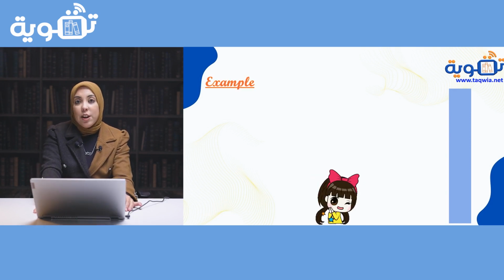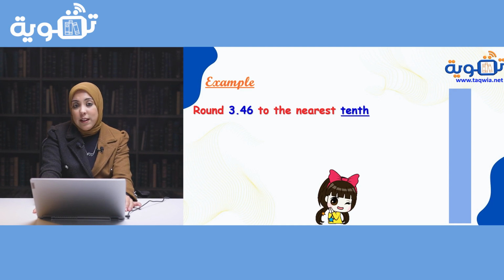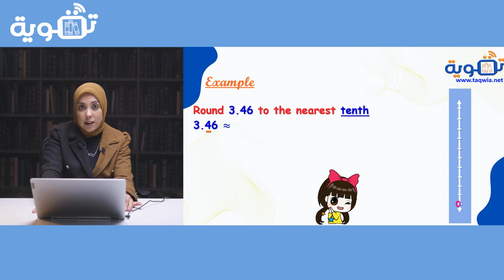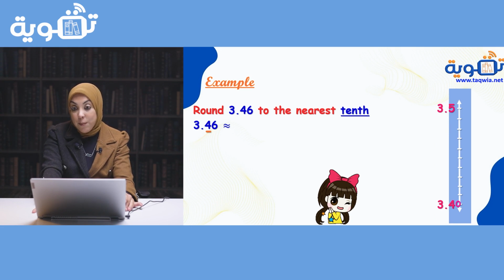Okay, and now we have another example. Here we want to round 3.46 to the nearest tenth. We're going to follow the same steps. First, we have to draw our vertical number line. And here we have to underline the tenths place. The tenths place here is 4, so we have 3.4. 3.4 lies between which two one-decimal numbers? It lies between 3.4 and 3.5. So we're going to write 3.4 down and 3.5 up.